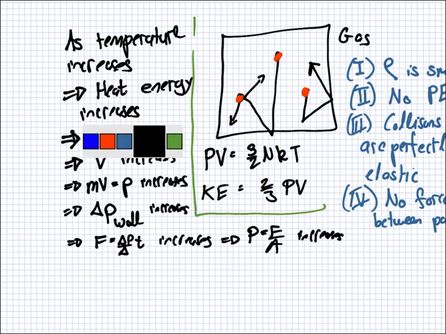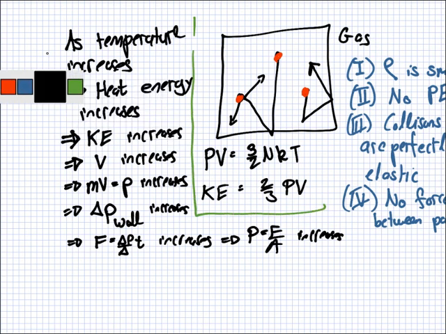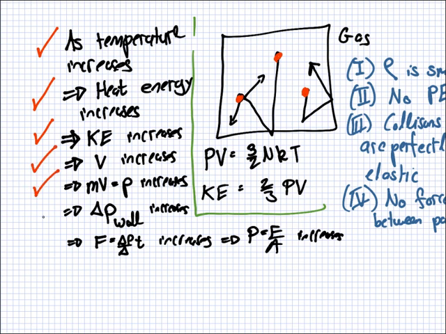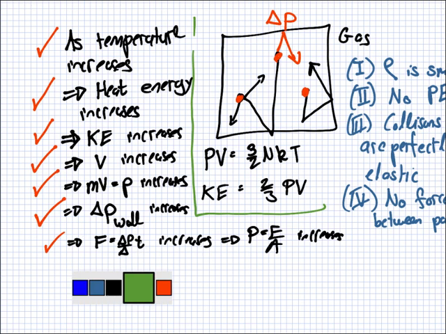I probably wrote too much. Do you get the idea? The temperature increases. That means there's more heat energy. That means there's more kinetic energy. That means the particles move faster. That means there's more momentum. That means there's a bigger change in momentum when it collides with the wall. That means the force is bigger because force is delta P over delta T. If the force is bigger, then the pressure is increased because the pressure is force over area.